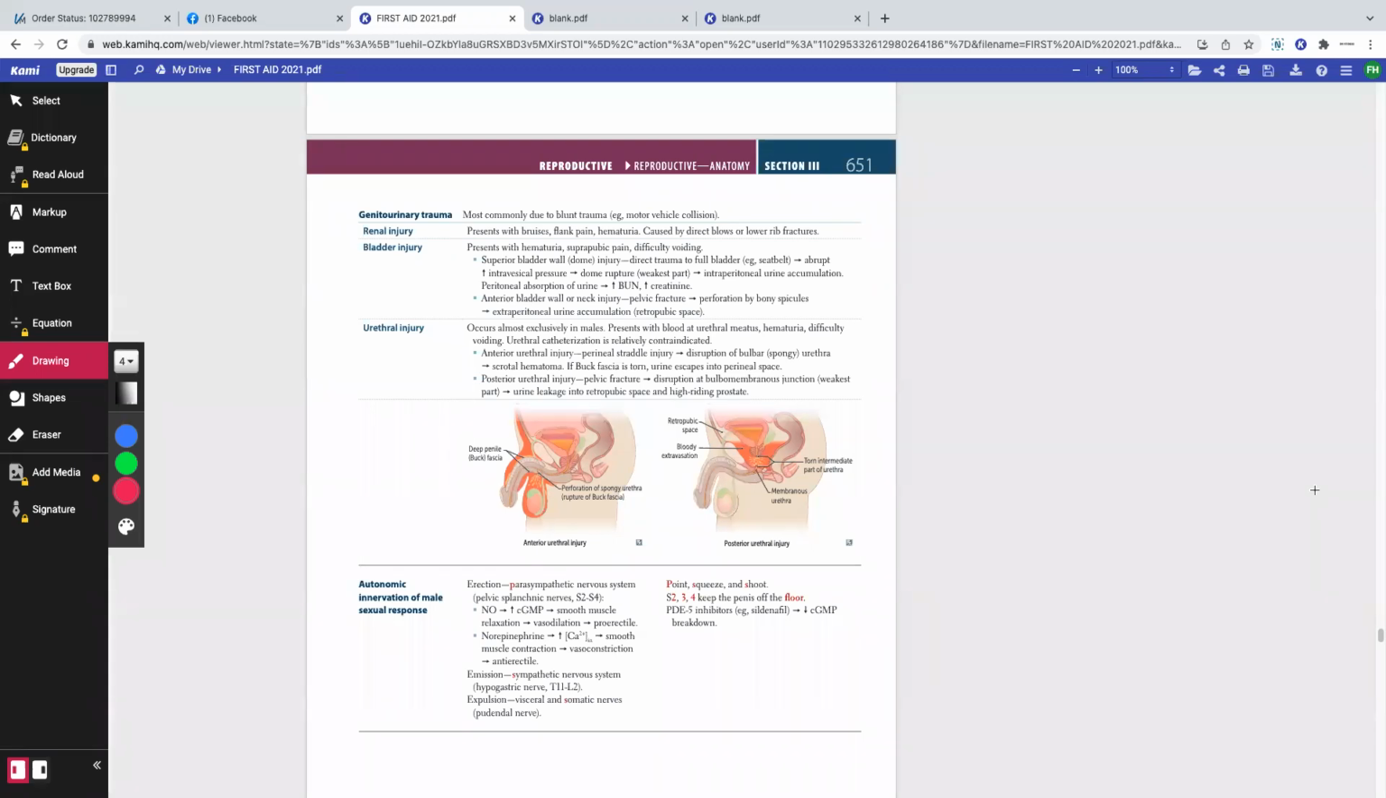Okay. Next one. What is the epithelial layer of the ovaries? Cuboidal. What is the epithelial layer of the fallopian tube? This is columnar epithelium.